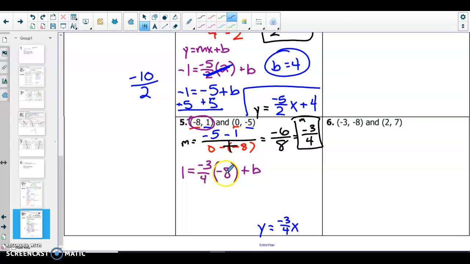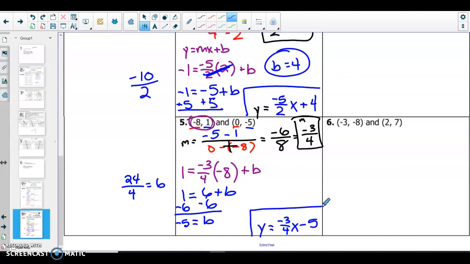We'll go ahead and multiply these guys right here. 1 equals negative 3 times negative 8 makes 24. And then we're still dividing by 4 underneath, so this is equal to 6. 6 plus b, and then take away the 6. And we have negative 5 for our b value here. Negative 3 over 4x minus 5. Let's go ahead and box it.